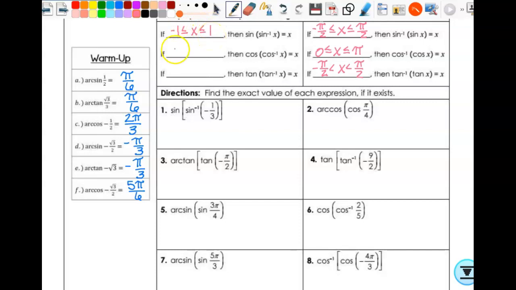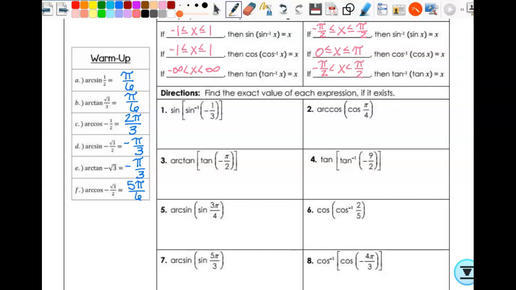And same goes for cosine. It has to be between -1 and 1, because that's your range of a sine or a cosine function. Think about a tangent function, not the inverse, just the regular old tangent function. What's your range of that? -infinity to infinity. Good. Okay. And I'll show you how we're going to use those right here.